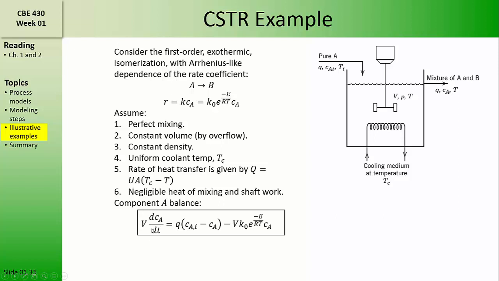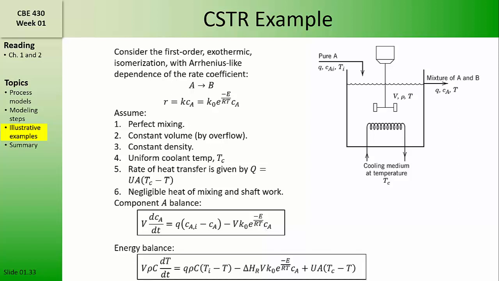The component A balance says that the accumulation of component A should equal the difference between the rate at which A enters and leaves minus the rate at which A is consumed according to the reaction. Since the stoichiometric coefficient in this reaction is 1, there's an implied 1 in the consumption term. Since we need to know the temperature in order to calculate the reaction rate, temperature is also important, and we should write an energy balance. This energy balance has already been simplified. The accumulation of thermal energy is accounted for by considering the difference between what enters and what is already in the reactor, and the change in enthalpy of the material between when it enters and when it leaves, plus the rate at which thermal energy is removed by the cooling medium.